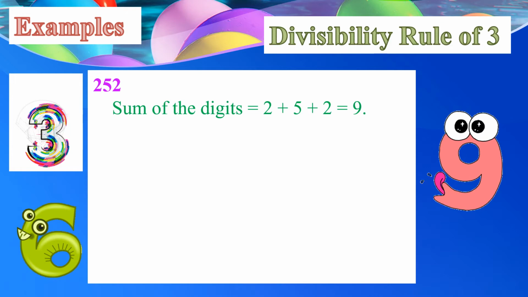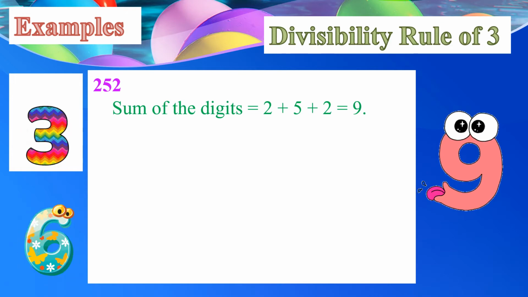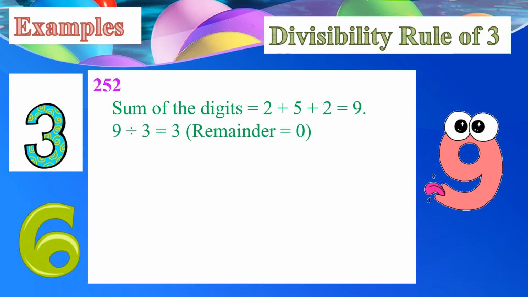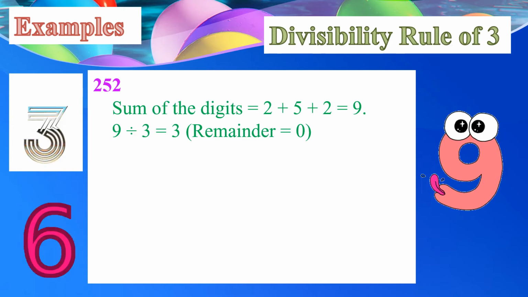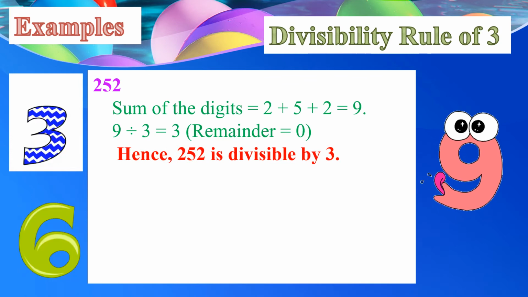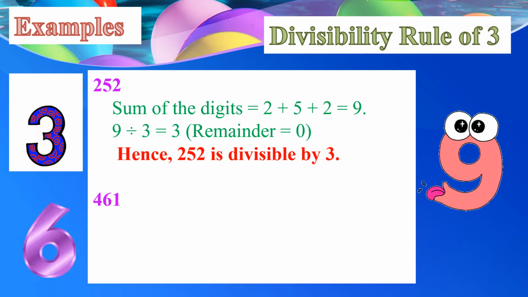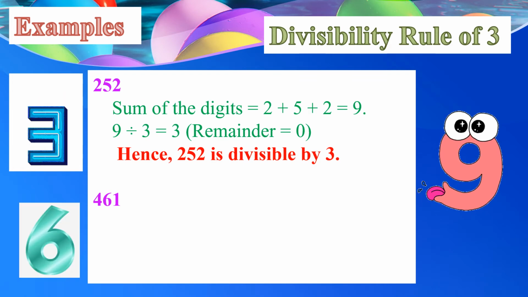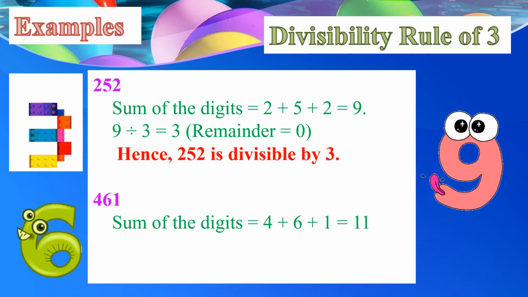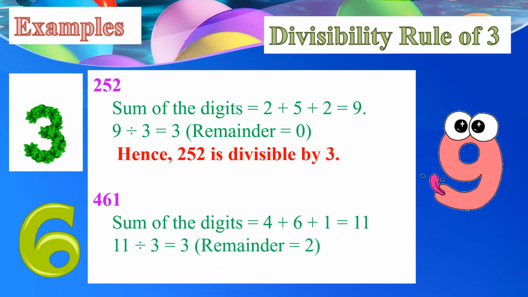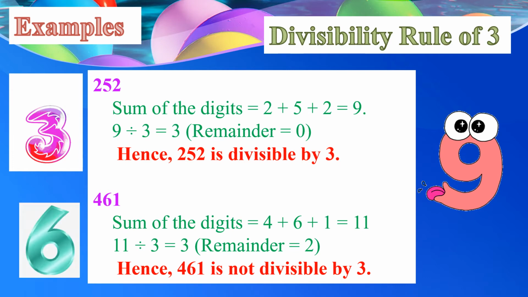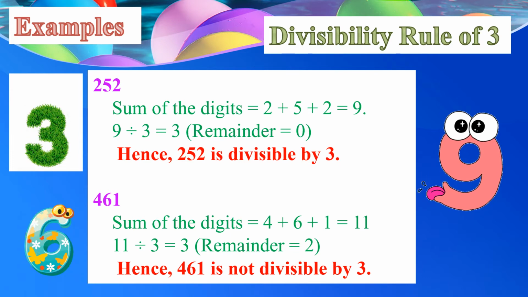252. The sum of digits is 2 plus 5 plus 2, which is equal to 9. While dividing 9 by 3, we get the quotient as 3 and remainder equal to 0. Therefore, 252 is divisible by 3. The next example, 461. Sum of the digits is 4 plus 6 plus 1, which is equal to 11. While dividing 11 by 3, we get the quotient as 3 and remainder equal to 2. Therefore, 461 is not divisible by 3.